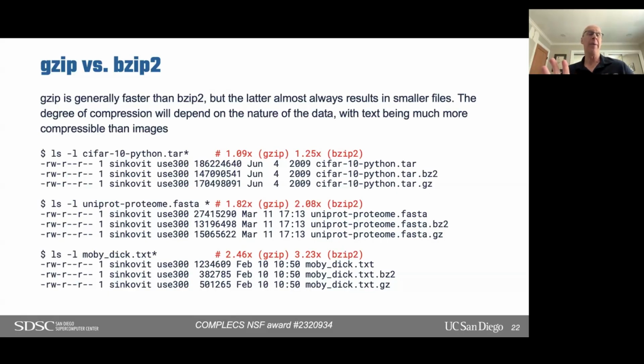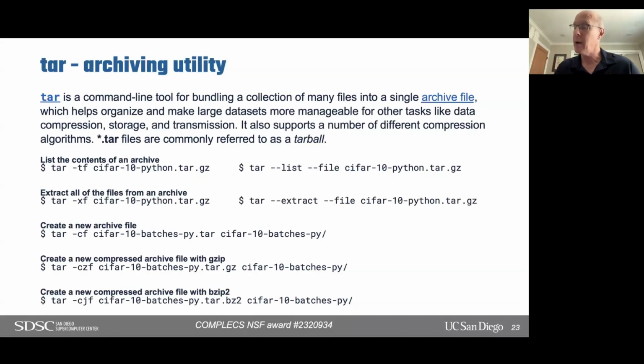So again, gzip is generally going to be faster. If speed is a consideration, use gzip. But if you really don't care about the speed and you're more interested in ending up with the smallest files, use bzip2. Okay, we're going to move on.